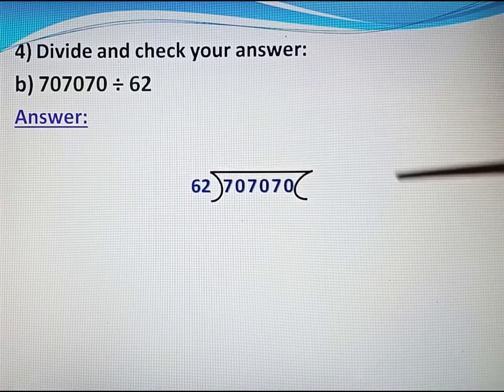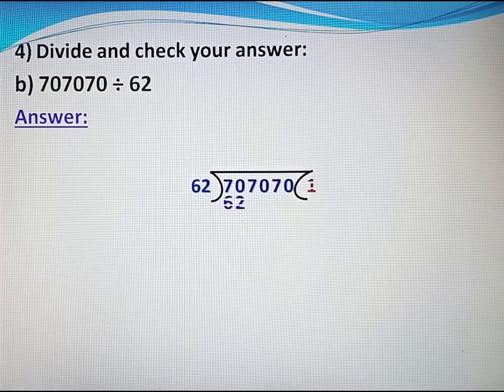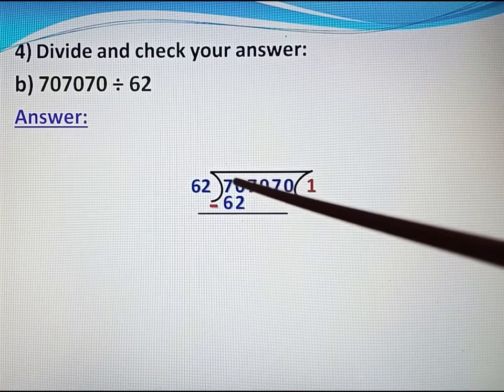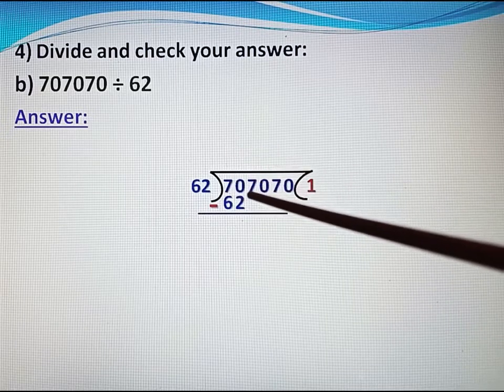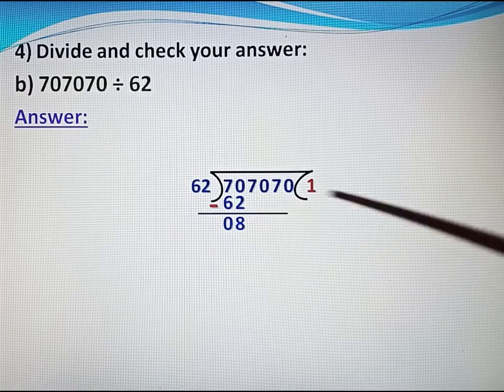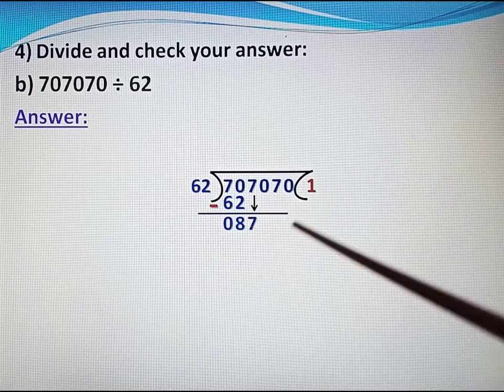So we will multiply 62 by 1. 62 multiplied by 1 equals 62, and then we will do subtraction. 0 is smaller than 2, so we will borrow from the next number. This 7 will become 6, and this 0 will become 10. 10 minus 2, 8. 6 minus 6, 0. And then we will take the next number, that is 7. Right here 7. Number formed is 87.